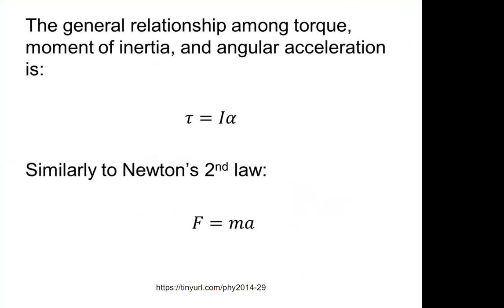Newton's second law in rotational motion we can write in analog to the second law in linear motion. So we can write that tau equals moment of inertia times alpha. So tau is equal to I times alpha.